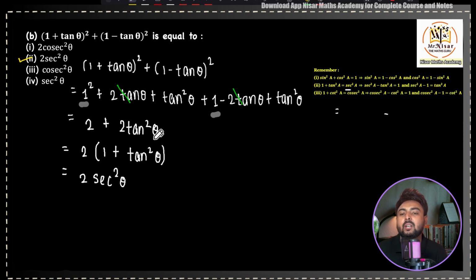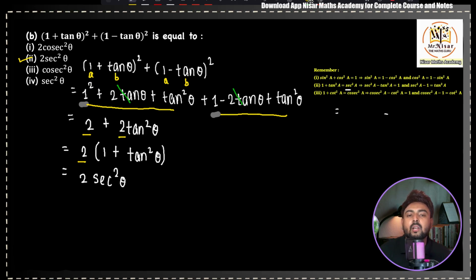I hope it is quite clear to you. So simply what we did in this question, we applied the formula for a plus b whole square and a minus b whole square. A plus b whole square we have written over here, and then here we wrote a minus b whole square. Expanded, cancelled, and then whatever is remaining we have taken common. 2 was present here, even here, so 2 we have taken outside. What is remaining then? Here it is 1, and here tan square theta. So 1 plus tan square becomes sec square. Let's move ahead for the next question.